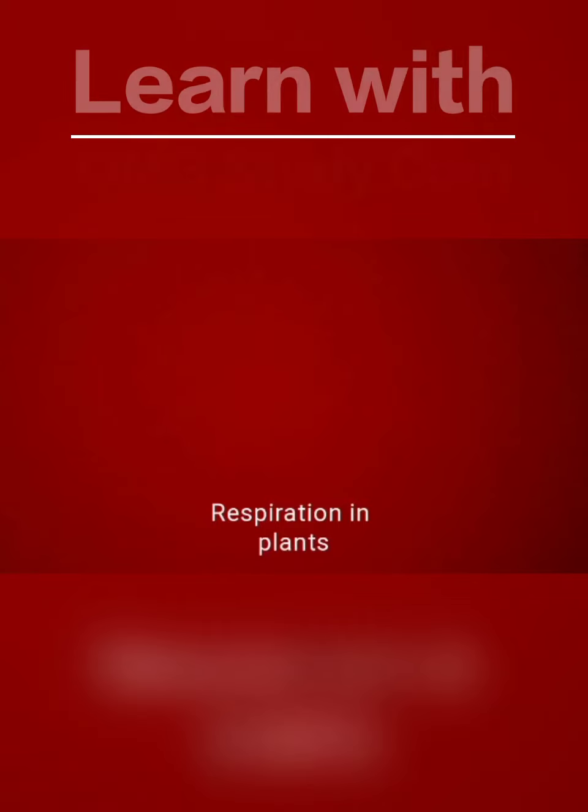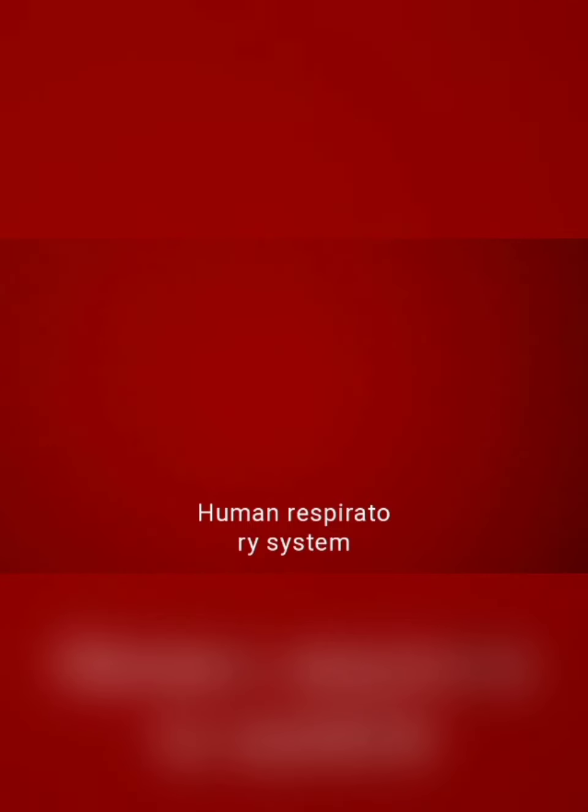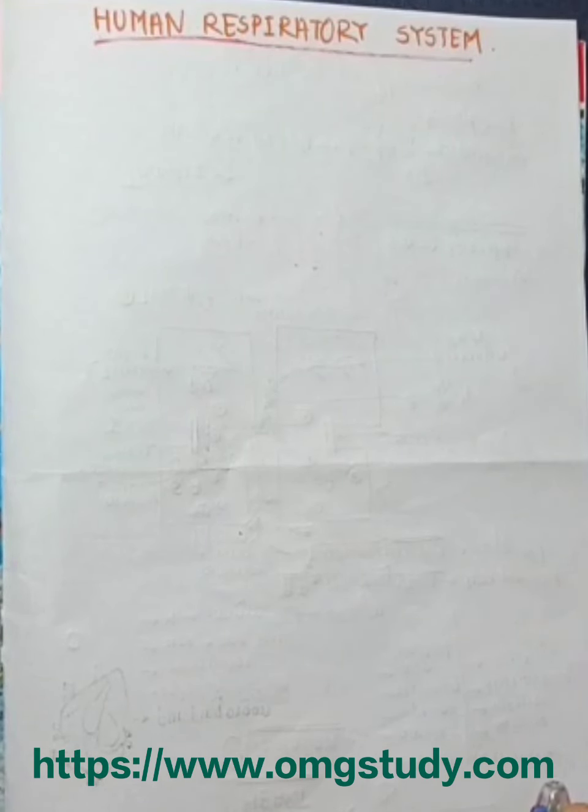In the previous video, we have learned about respiration and respiration in plants. In this video, we are going to learn about the human respiratory system. As compared to plants, the animal respiratory system shows a variety of respiratory surfaces or organs.